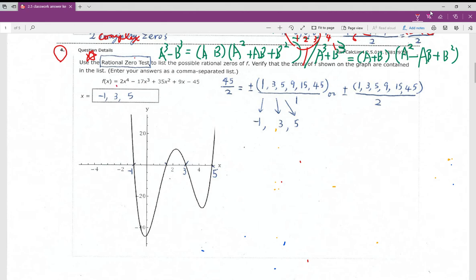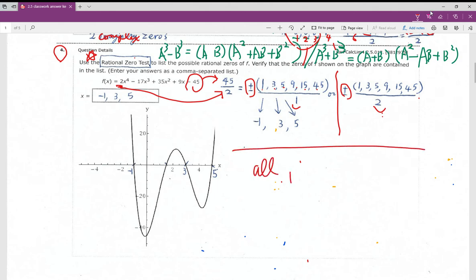Now, the denominator is possibly a factor of 2, so maybe positive 1 or positive 2. I put the positive here. And the numerator of your solution comes from the last term, 45. So 45 may be 1, 3, 5, 9, 15, 45. And when the denominator is 2, you still have the same possible choices for the numerator. So these are all the possible zeros.